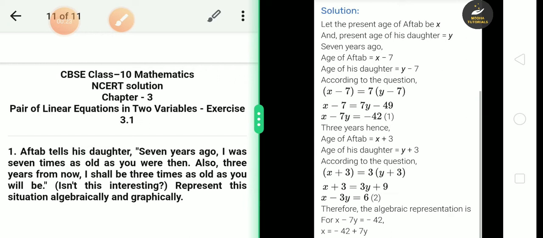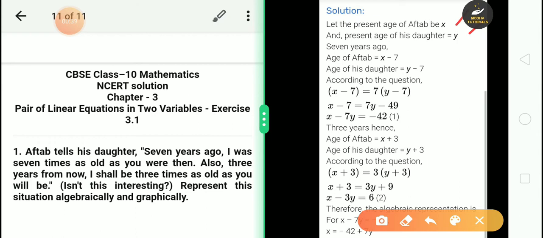So algebraically means you have to find the equations and graphically means you have to represent those equations on the graph. Okay, so let's start with the solution. Let the present age of Aftab be x and the present age of his daughter be y. So the first condition is 7 years ago I was 7 times as old as you were then. So 7 years ago, Aftab's age was x minus 7 and his daughter's age was y minus 7. And as per the condition, 7 times as old as you were then.